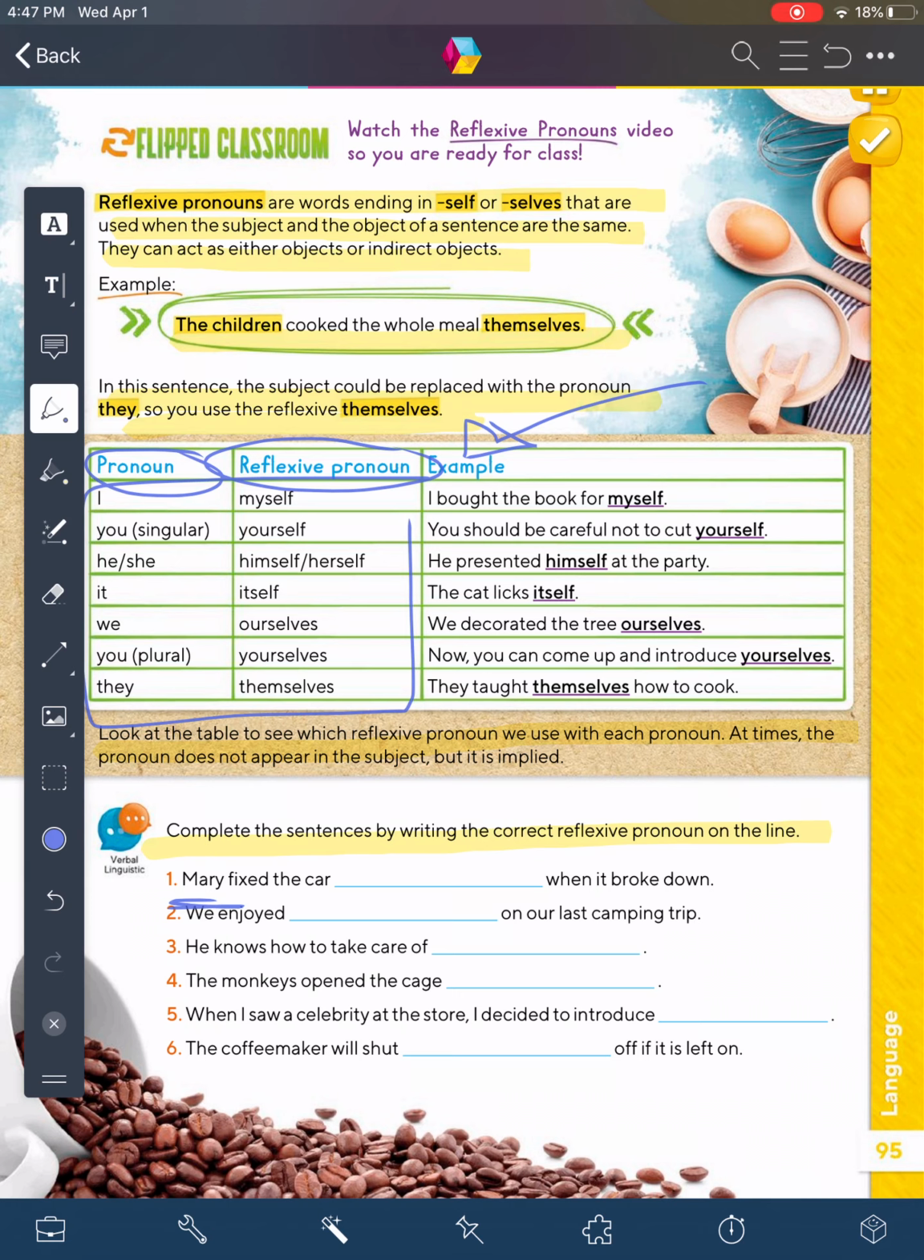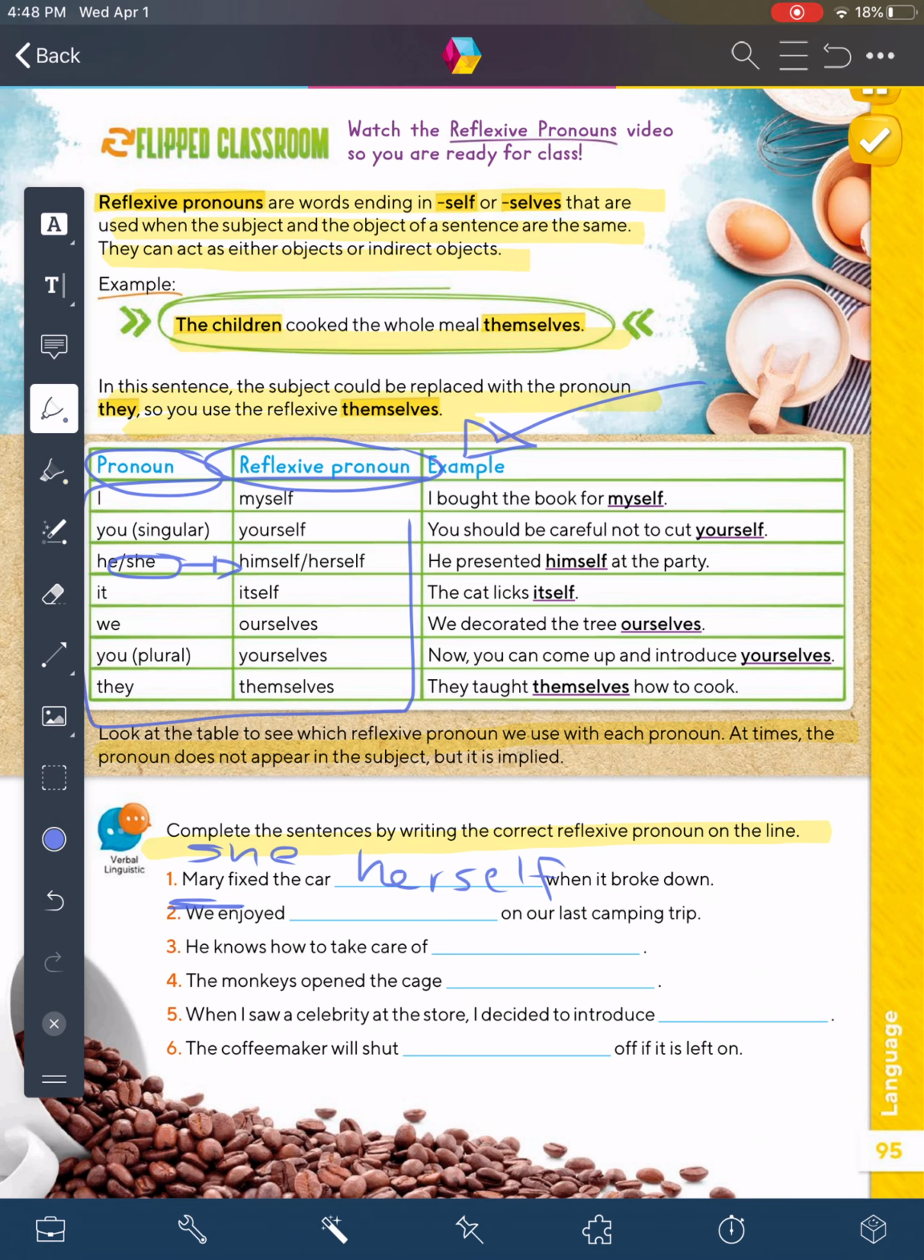Mary. Now remember that because we are talking about reflexive pronouns, we are going to assume that the object is exactly the same. So Mary, if we replace Mary with the subject pronoun, what pronoun should we use? Because it is a woman, we use the subject she, right? So let's try to find she on our chart. It is over here. So what is the reflexive pronoun that I should use? Herself. So the answer would be: Mary fixed the car herself when it broke down.